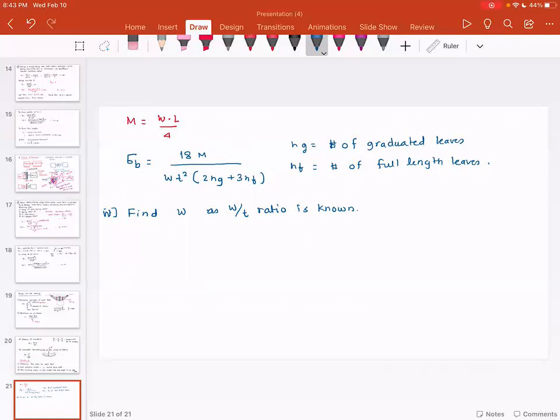Okay, in today's class, we looked at power screw design, we looked at spring design, we looked at helical spring, and we looked at design of flat springs, or leaf springs.